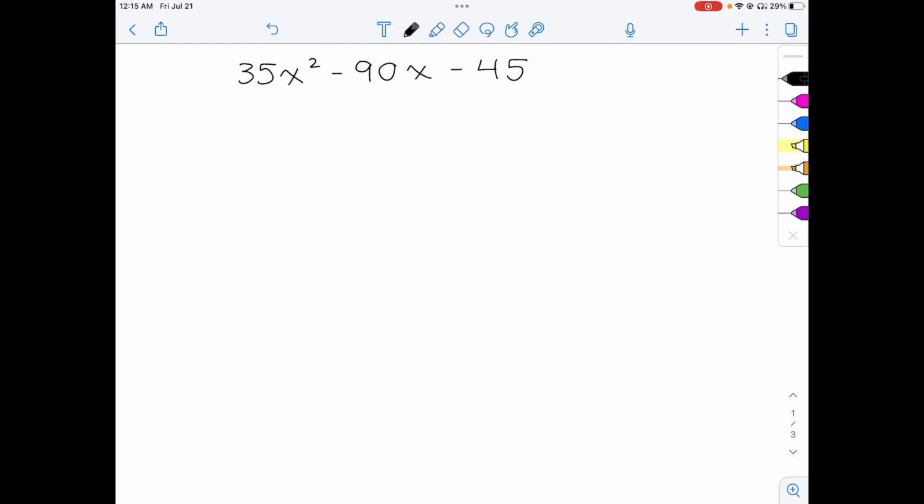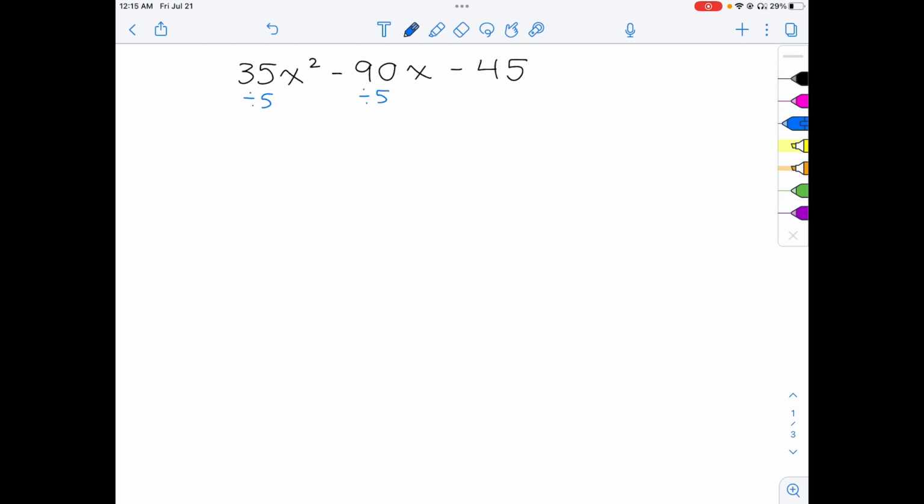No, 35 and 45 are not going to divide nicely by 10. I might then say, could I divide by 15? No, 35 is not going to divide by 15. So we'll just stick with 5. Okay, so I'm going to divide each number by 5.